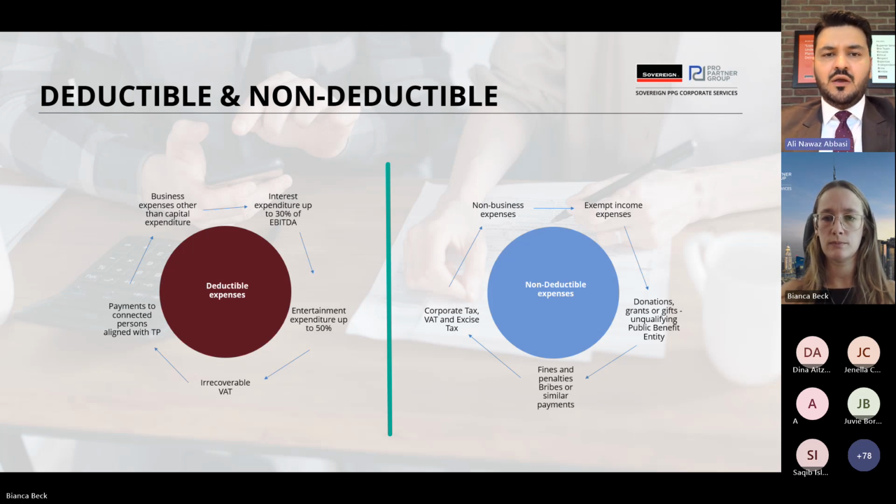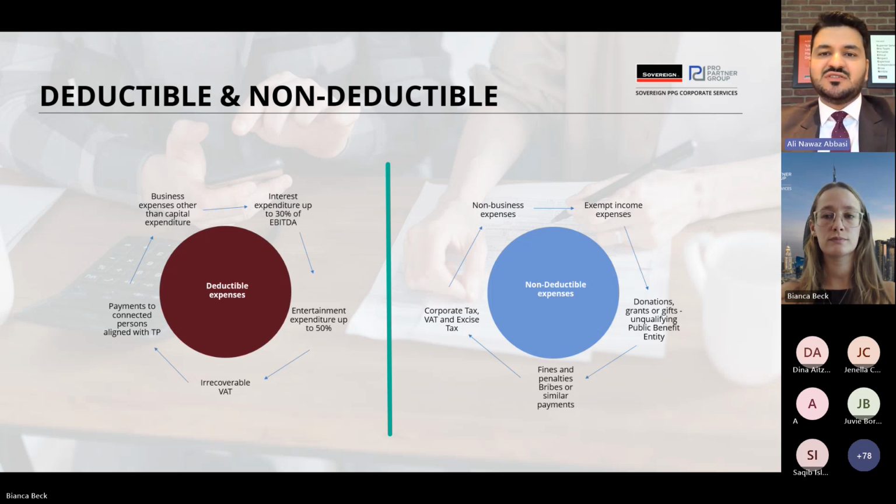In this slide, we'll discuss which expenses are allowed for corporate tax and which are not allowed. As a general rule, any expense incurred for business purposes and that helps in generating taxable income is an allowed or deductible expense. All business expenses are allowed other than those of capital nature. Now, why is capital expenditure not allowed?